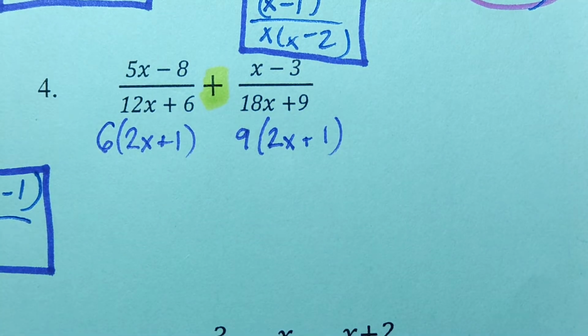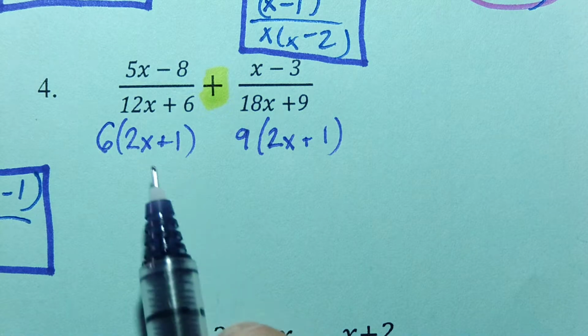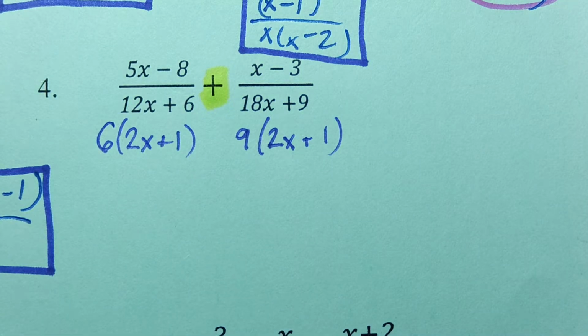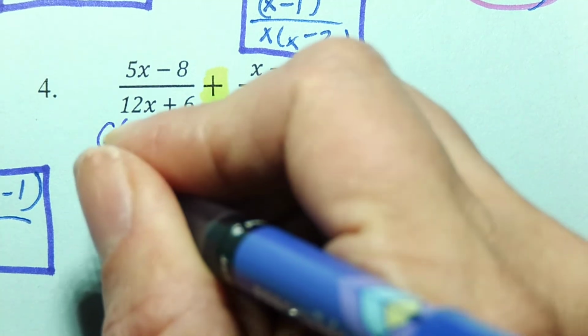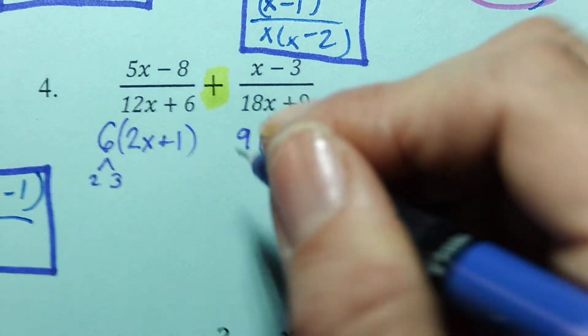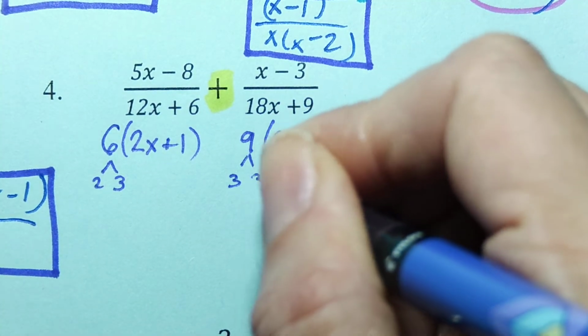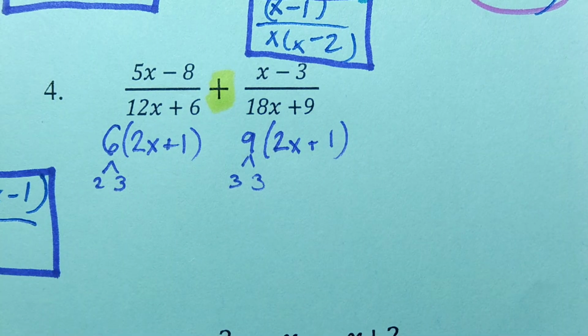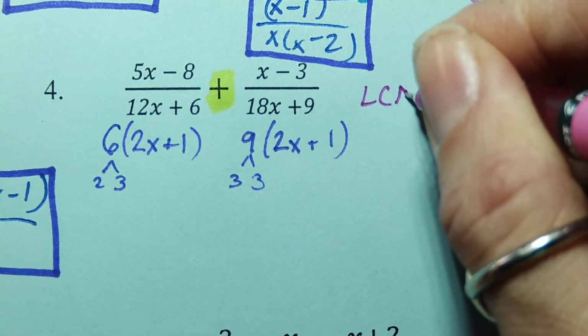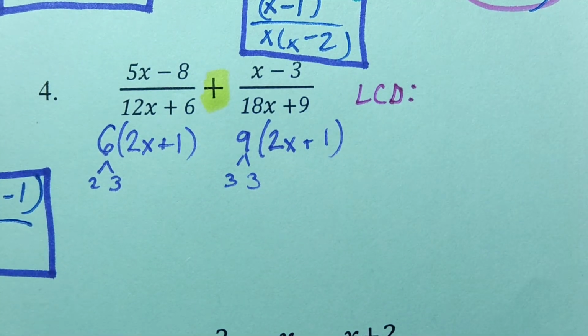So the importance of taking the GCF out is that we now have a shared factor between these two. Now for the 6 and the 9, we have to break these down a step further, because they are monomials, into 2 and 3 and 3 and 3. So to find the LCD, least common denominator, we are going to take the greatest amount of each item.